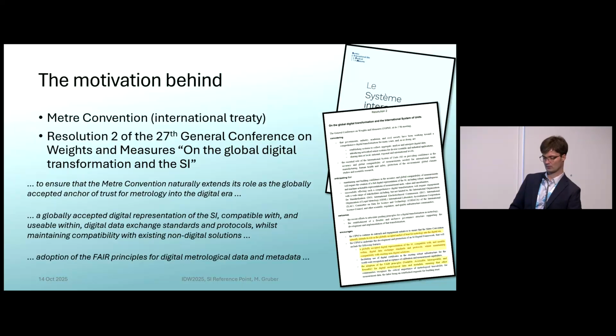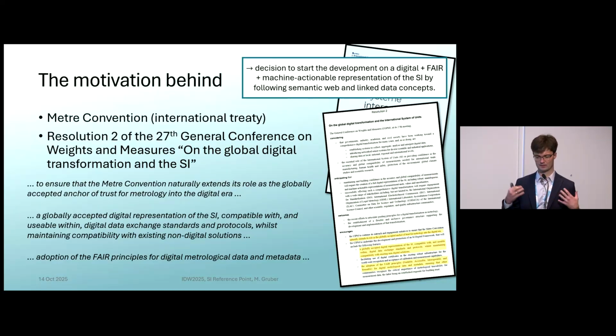project. And another thing is that this digital representation of the SI should follow the FAIR principles. So that's a bit the context for the development I want to present. Based on this resolution, there was the decision to start to develop something that is digital, FAIR, machine actionable, but also follows current standards like semantic web standards, tech stack, and linked data concepts.